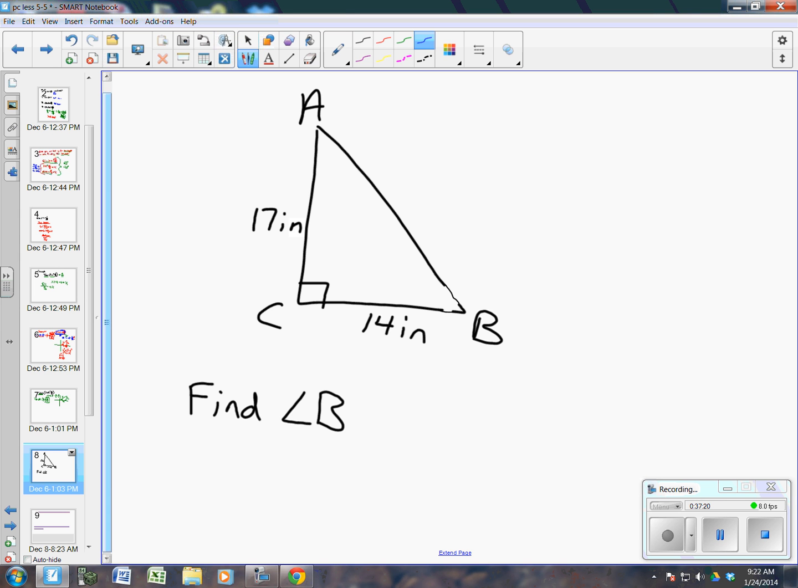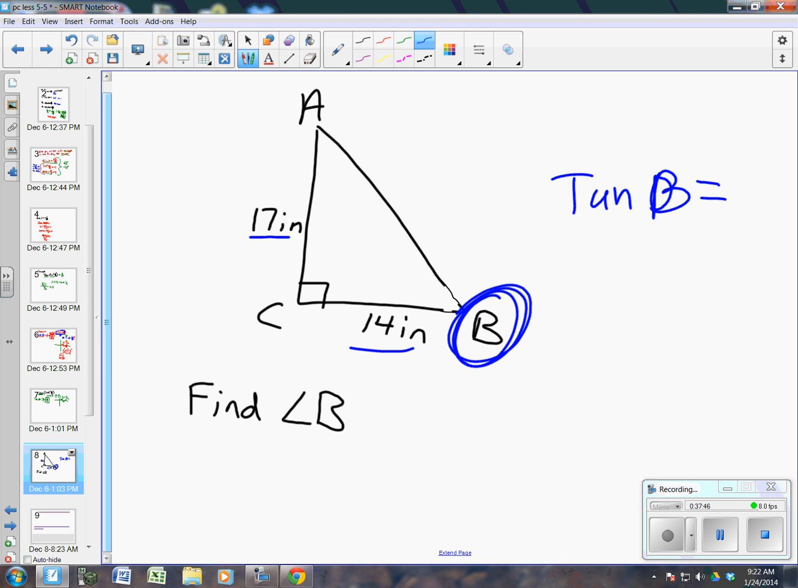Okay, hey, you guys, look. I'm looking for this angle right here. If you don't get this, watch. I'm looking for this angle. I have two sides from that angle. Okay? I have the opposite side and the adjacent side. 17 is opposite away from B, right? Adjacent, that's not the hypotenuse. This one right here is the hypotenuse. So I have opposite and adjacent, which is a tangent. So tangent of angle B equals opposite over adjacent. So the tangent of an angle equals 17 over 40.